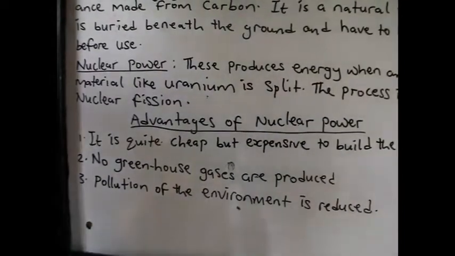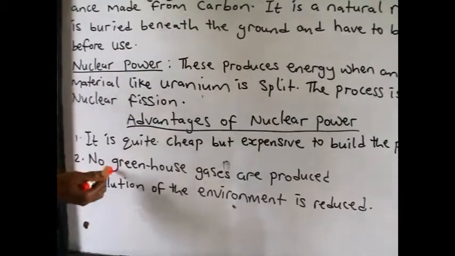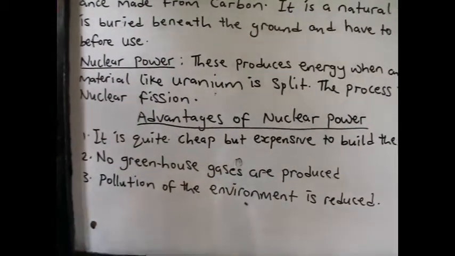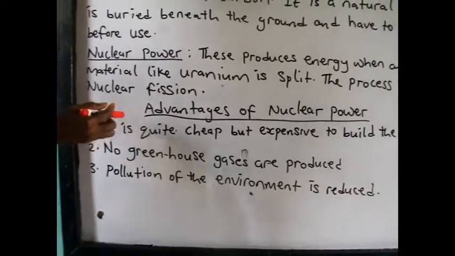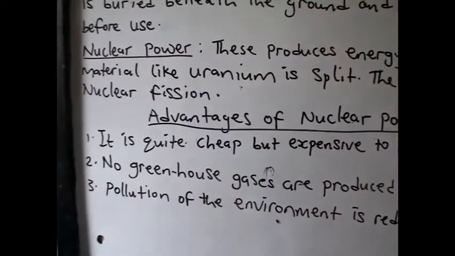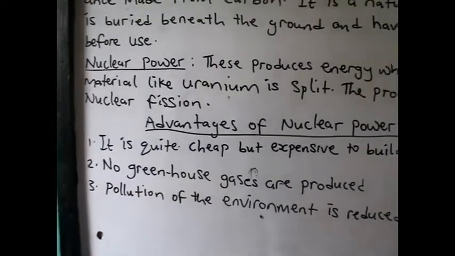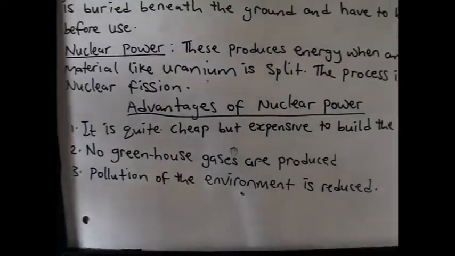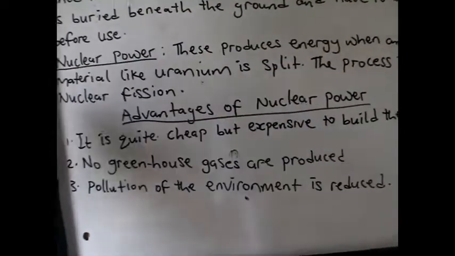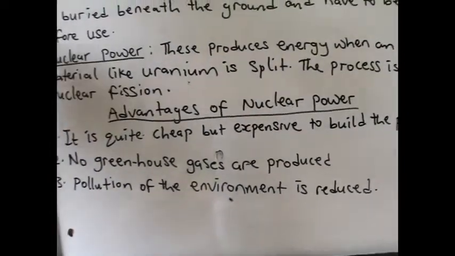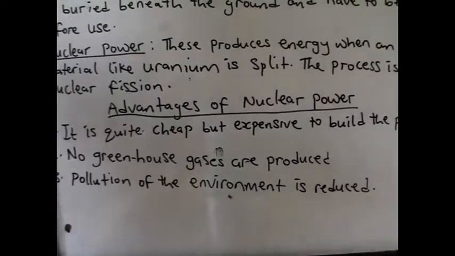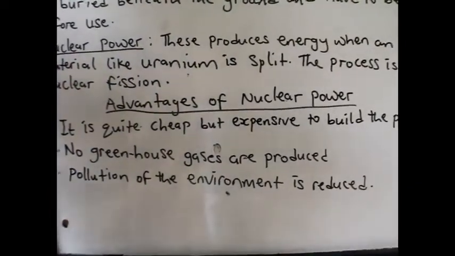It does not generate greenhouse gases. Greenhouse gas is a very poisonous gas that destroys and depletes the ozone layer. But this particular plant does not produce that greenhouse effect. That makes it very easy to use. It does not pollute our environment, as I've said earlier. It limits emission or radiation. As such, pollution is curtailed. Those are the few advantages of nuclear power.